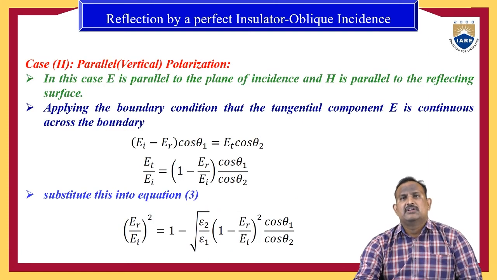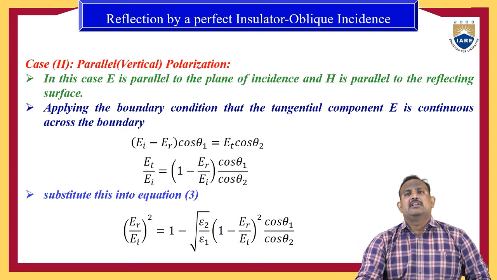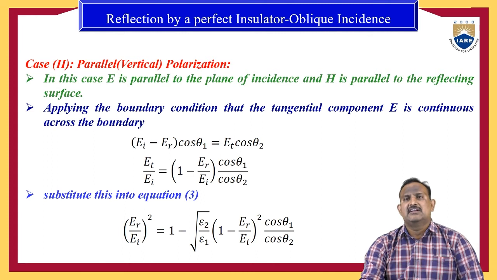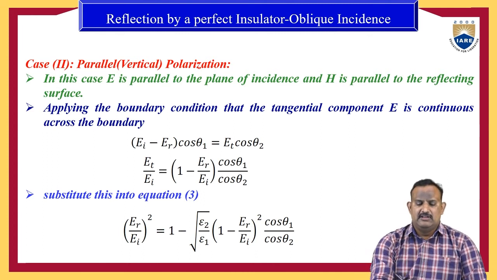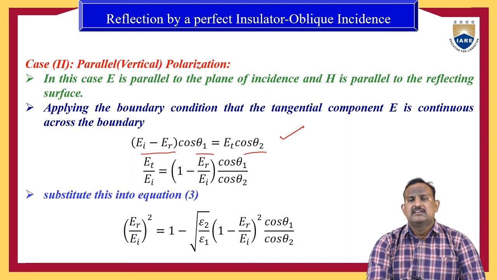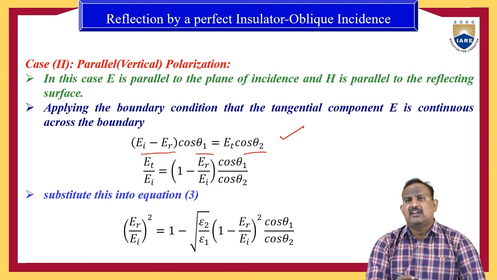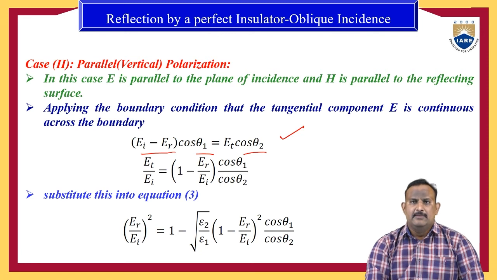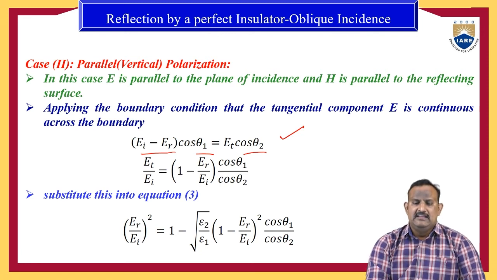Next, case 2. Case 2 is parallel or vertical polarization. In this case, E is parallel to the plane of incidence and H is parallel to the reflecting surface. If we apply the boundary condition that the tangential component of E is continuous across the boundary, we can write the expression as EI minus ER into cos theta 1 is equal to ET into cos theta 2, where the transmitted wave ET is in media 2, and the incident and reflected waves are in media 1. Therefore we can write the ET by EI.